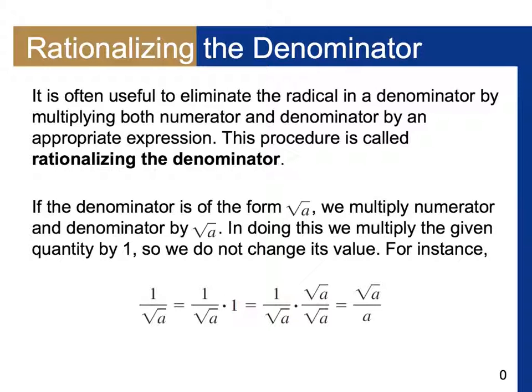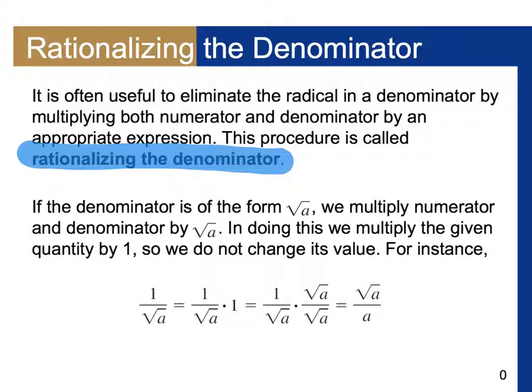Okay, one thing we want to do when we have a denominator with a square root or any kind of root in it is we want to get rid of it. Okay, we don't want it in the denominator. We call that rationalizing the denominator. So we eliminate a radical or a root in the denominator.